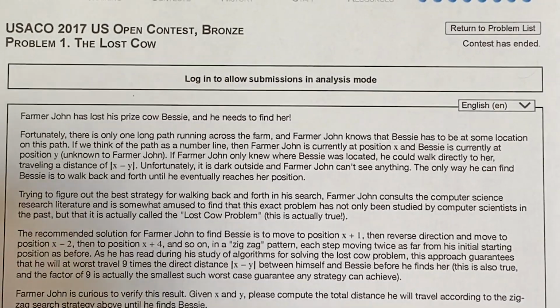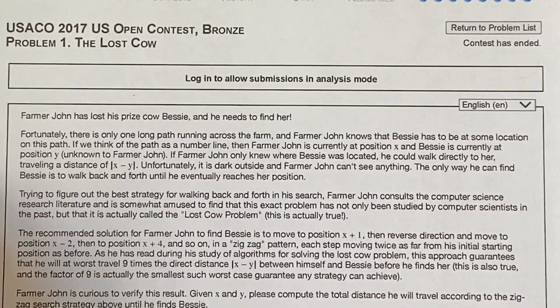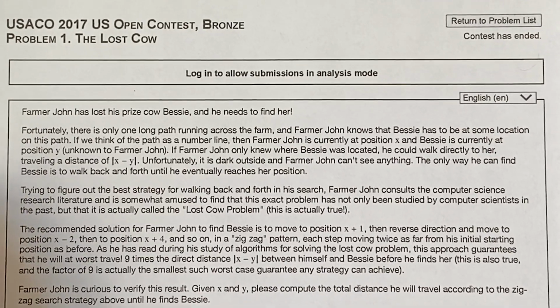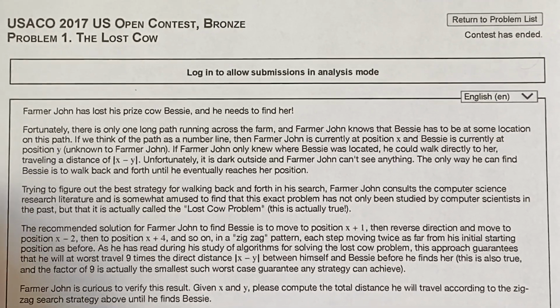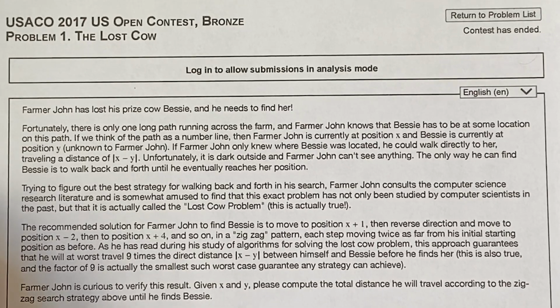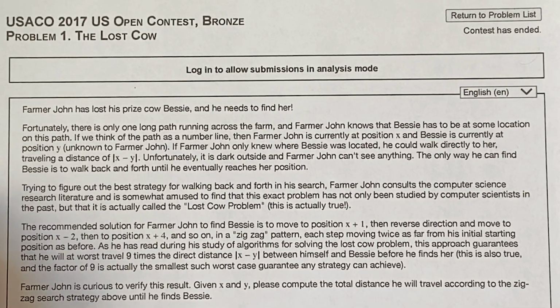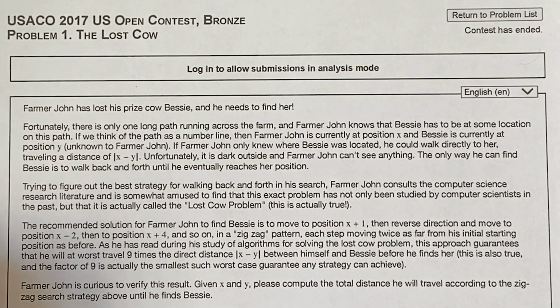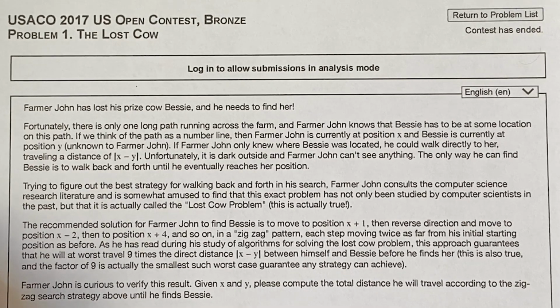So here we are, USACO 2017 US Open Contest Bronze. Problem 1, the lost cow. Farmer John has lost his prize cow, Bessie, and he needs to find her. Fortunately, there is only one long path running across the farm, and Farmer John knows that Bessie has to be at some location on this path. If we think of the path as a number line, then Farmer John is currently at position X and Bessie is currently at position Y, unknown to Farmer John.